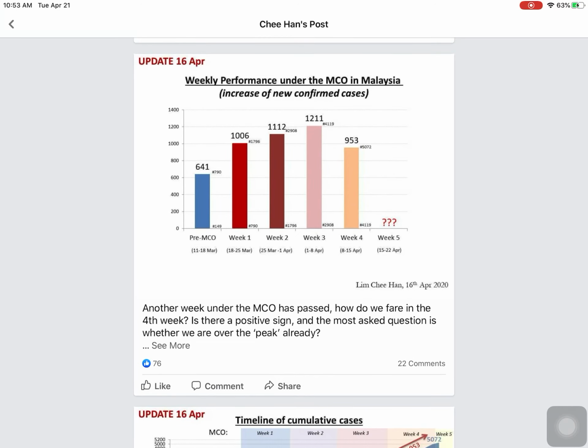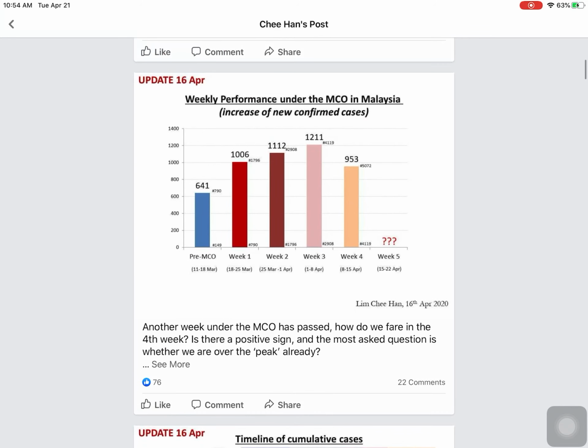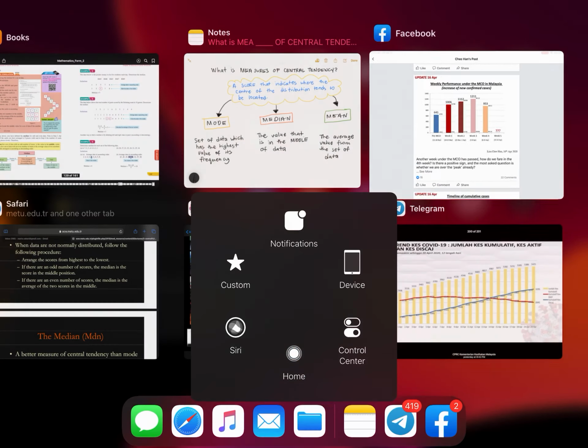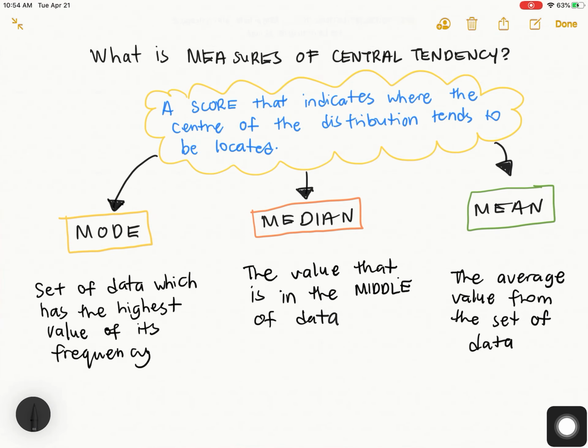I got another one here as well. This is a bar chart, which I got from Facebook. MCO starts from the pre-MCO period, 11 to 18 March, until this week, week 5. If you see this graph, can you see what's happening in week 5? Can you predict what will happen in week 5? In pre-MCO, the number of cases is only 641, and it's getting higher and higher until week 3. So what the government did is the MCO, strictly enforced with the police and soldiers involved. That's why it's getting lower, and that's a good sign. I hope that COVID-19 will be settled by at least this month.